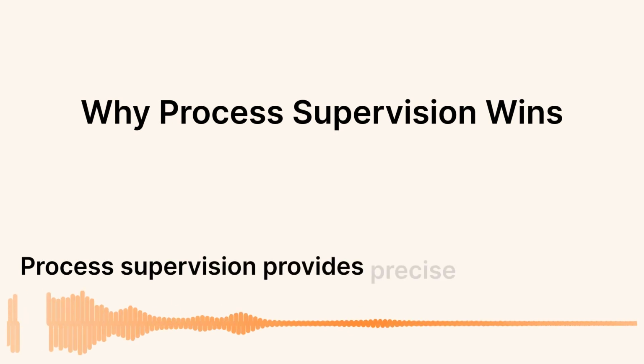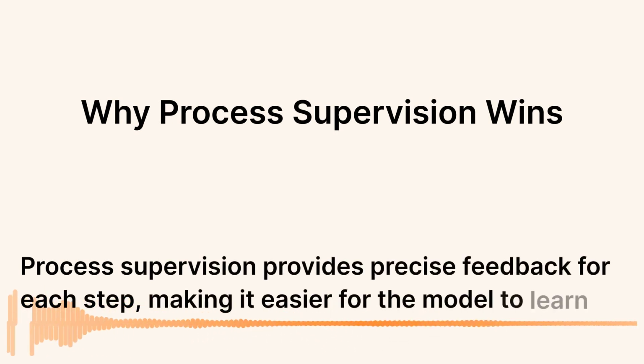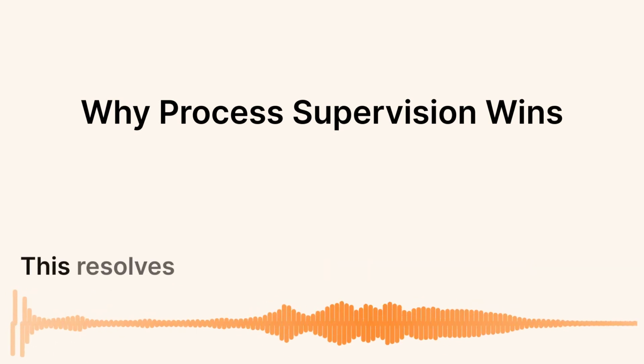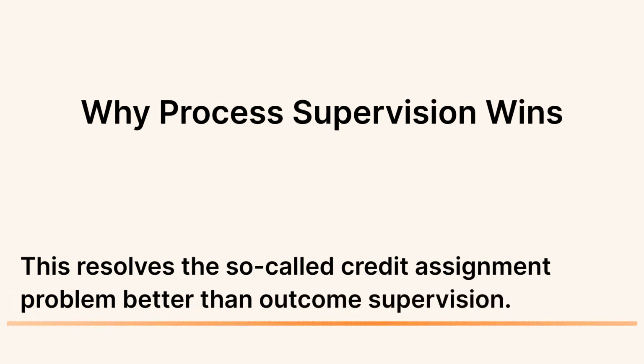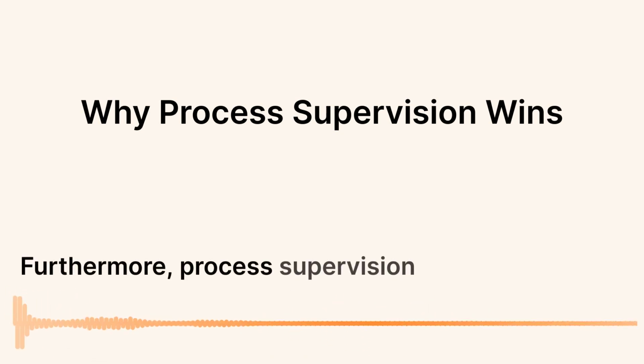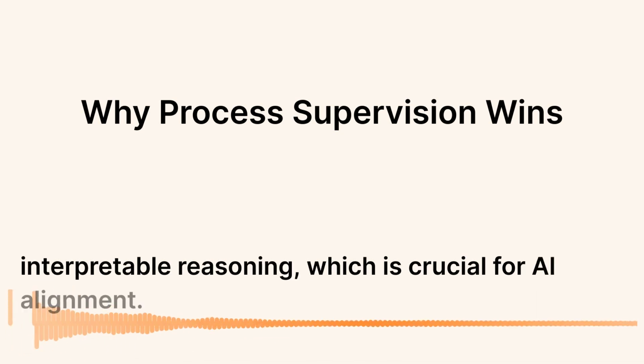Process supervision provides precise feedback for each step, making it easier for the model to learn where it went wrong. This resolves the so-called credit assignment problem better than outcome supervision. Furthermore, process supervision encourages interpretable reasoning, which is crucial for AI alignment.